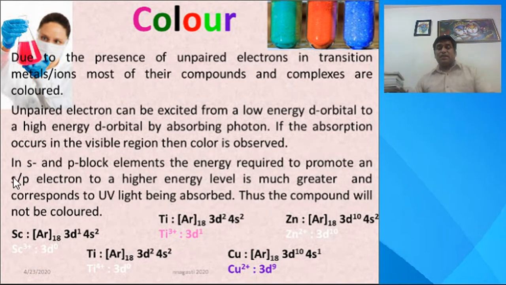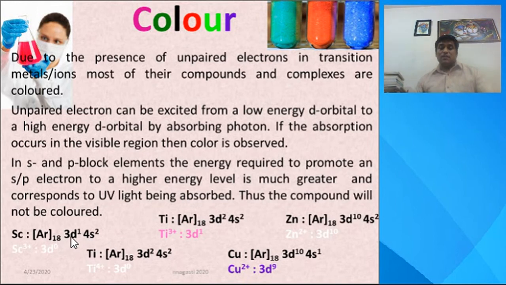But in contrast to this, in s and p block elements, the excitation of electrons from the s orbital and p orbital to a higher energy orbital is not that easy. So that is why they do not exhibit colored compounds. I have given certain examples here.